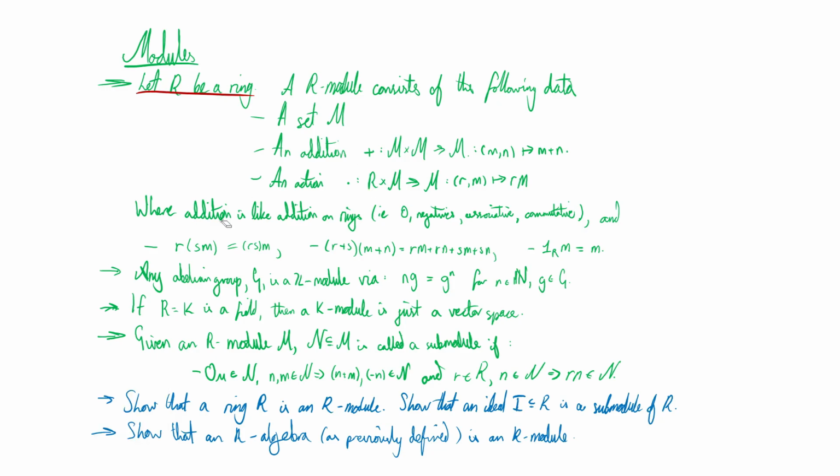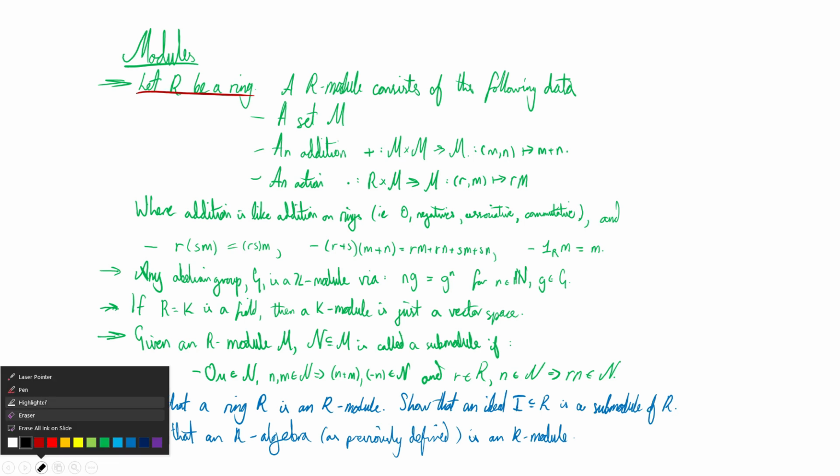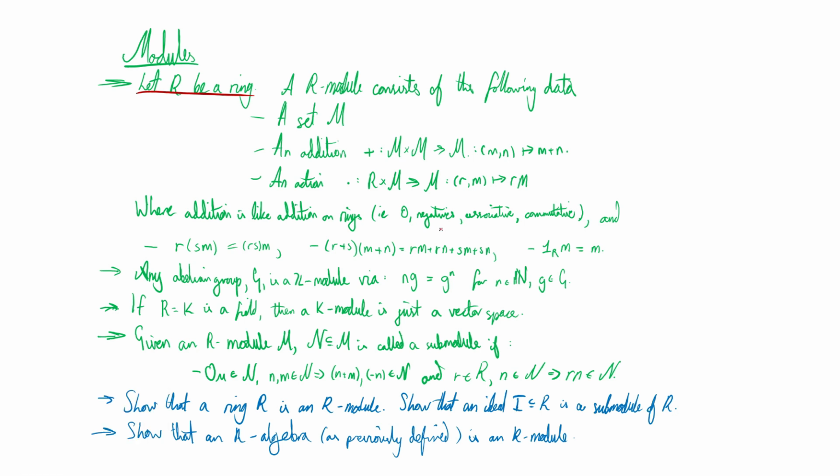Addition is defined to be like addition on rings. So you have an identity element, you have negatives, you have associativity, and you have commutativity. This defines what's called an abelian group. So named after Niels or Neil, I'm not actually sure on that pronunciation. I'm not Swedish, but Neil or Niels Abel.